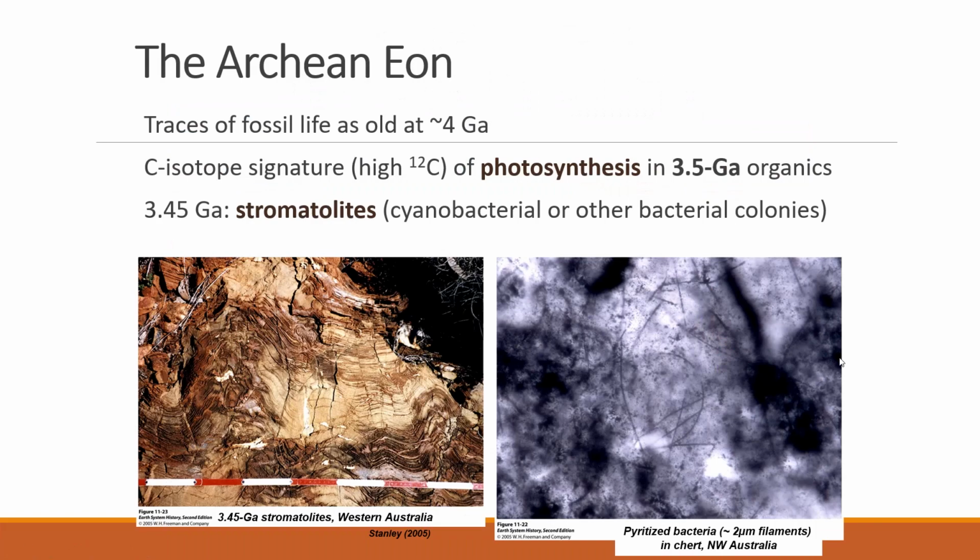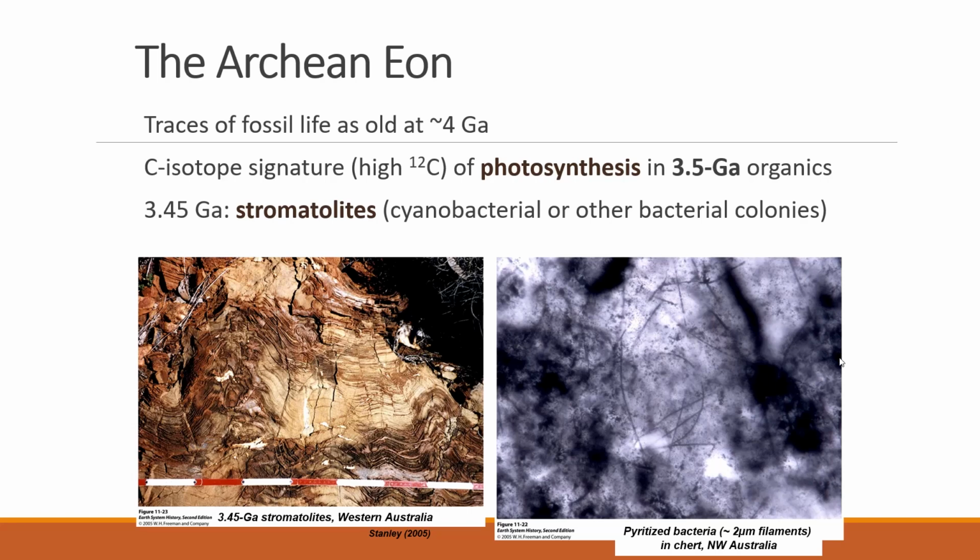Other things that we see during the Archean, we have traces of fossil life as old as 4 billion years. That's pretty old. So this fossil life we have is bacteria, basically. It's very simple bacteria. So we actually see signatures in our carbon isotopes that indicate photosynthesis around 3.5 billion years ago. So once we have photosynthesis, that means we can start to have oxygen in our environment. And photosynthesis is coming from more complex plant life.